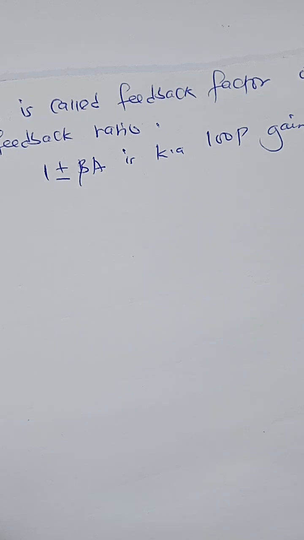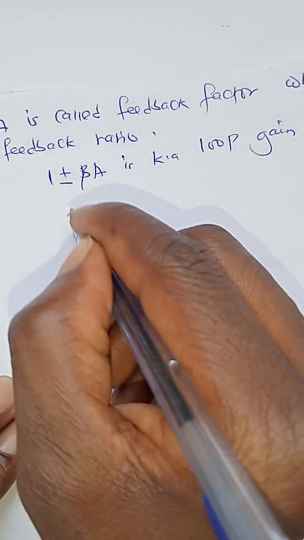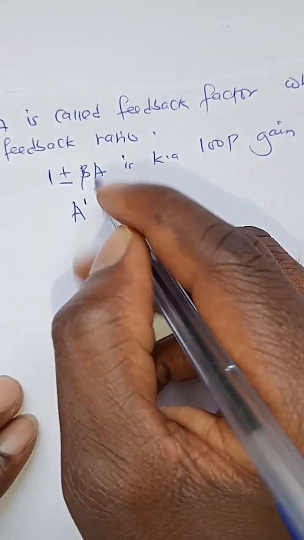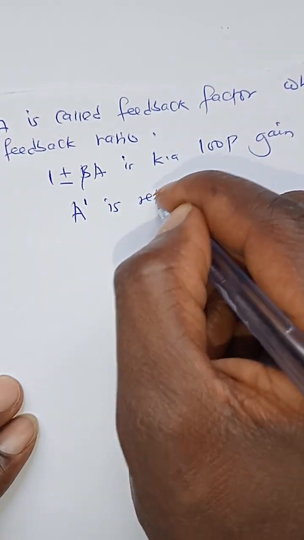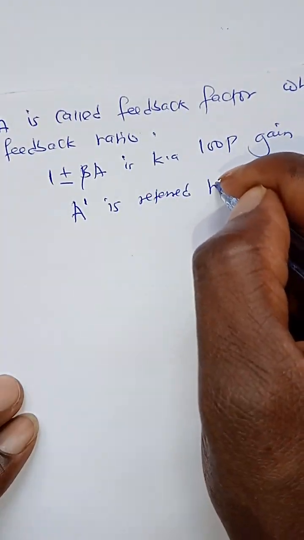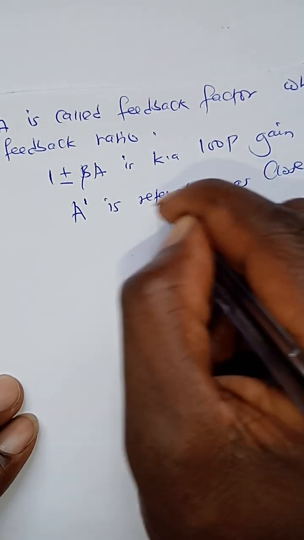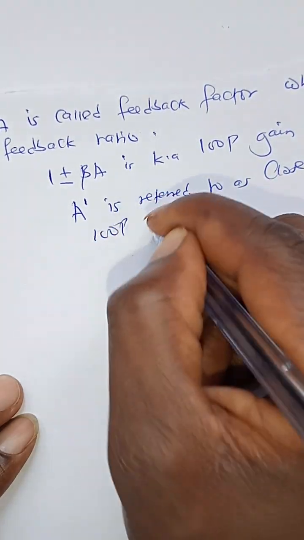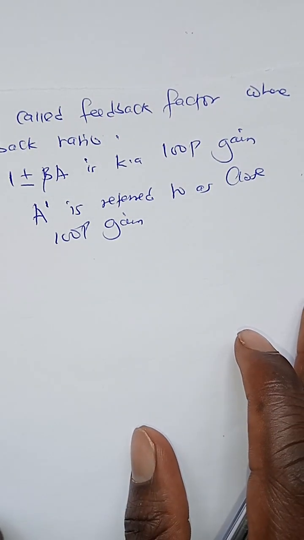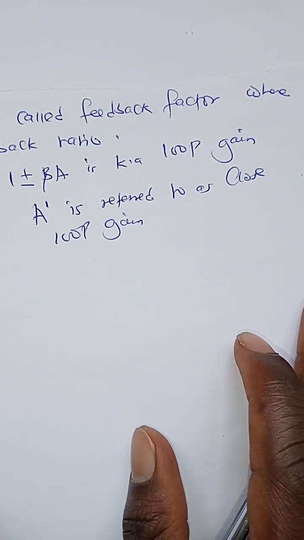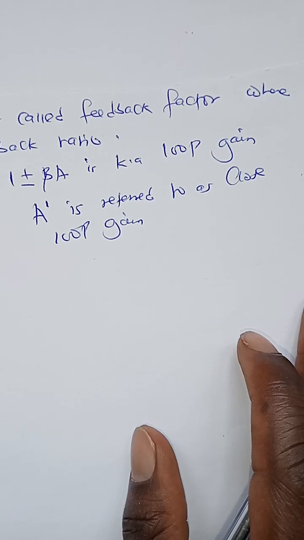The amplifier gain A prime is referred to as the closed loop gain. It is generally referred to as the closed loop gain because, of course, its gain has been obtained after the feedback loop has been closed.